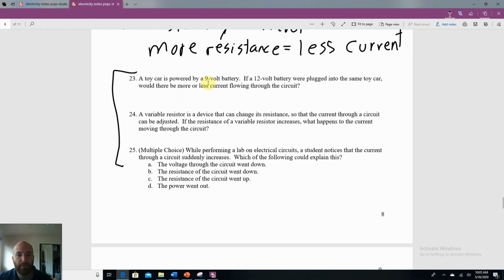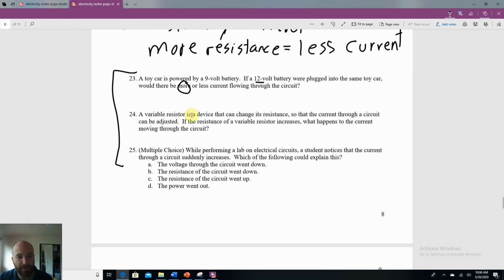Alright, a toy car is powered by a 9-volt battery. If a 12-volt battery were plugged into the same toy car, would there be more current or less current flowing through the circuit? Well, if we have a 12-volt battery, that's more volts, right? It's a bigger voltage. That's more push. And so there would be more current, because this battery is pushing harder. It's a bigger battery, it's stronger, and it'll really push electricity through it. Which might be good or bad. Probably the toy car would either go really fast or it might break, because it's not designed for that much voltage.